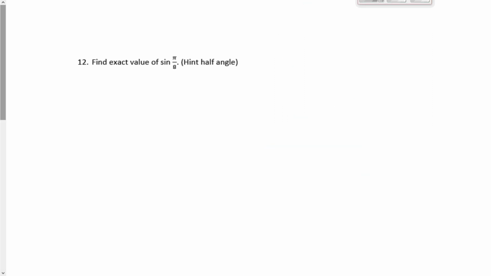Okay, so last one here. We're finding the exact value of sine of pi over 8, so you can convert that to a degree if you want. And I'll give you a hint, use a half angle. Whenever you have pi over 8, some form of eighths, you're going to use a half angle. 22.5, which is the same as pi over 8, you're going to use a half angle, and then like 67.5. Anytime you see a .5, you would use a half angle.